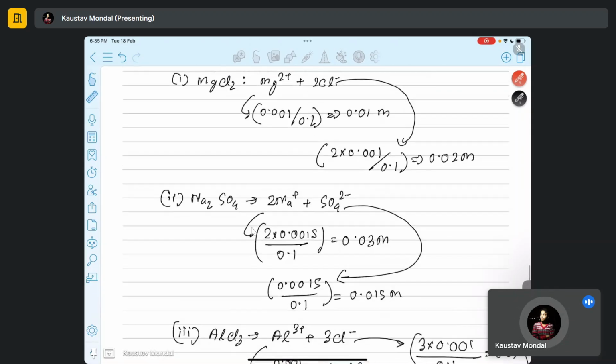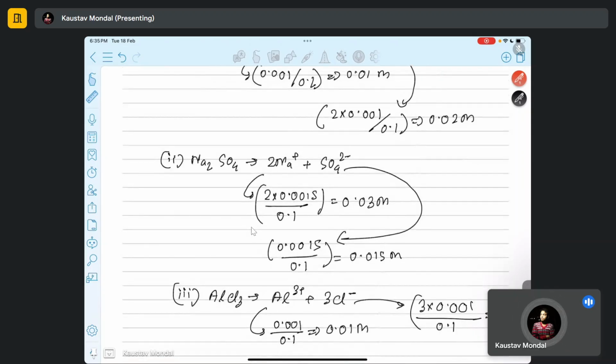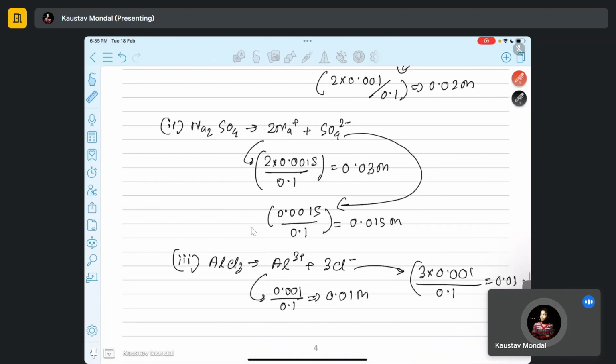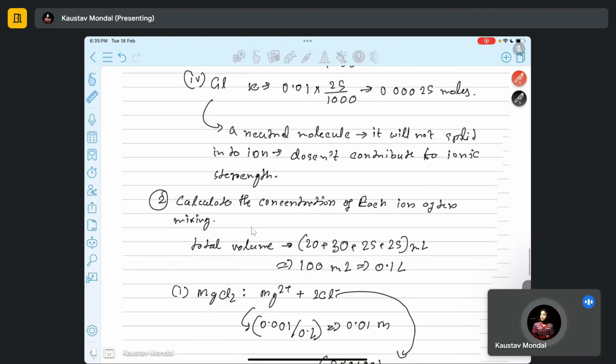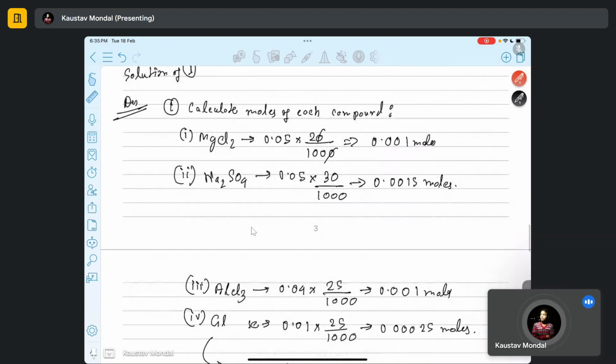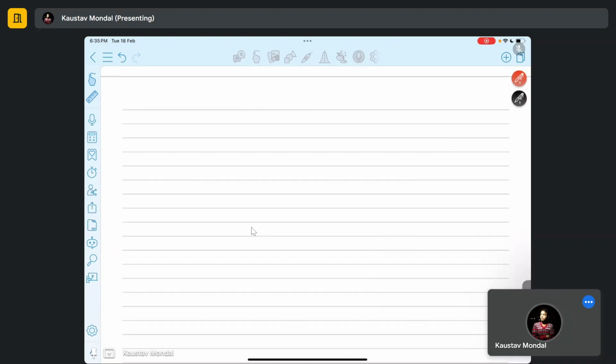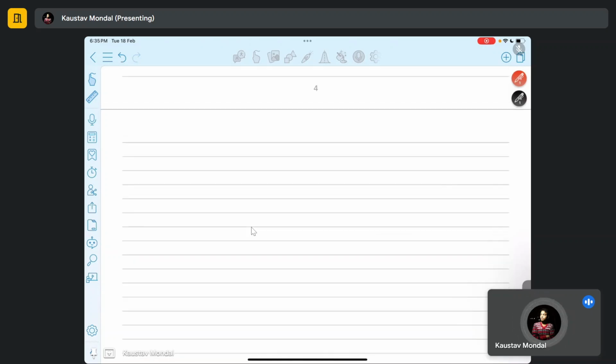And we already discussed that glucose will not simply dissociate into any kind of ion, so there should be no contribution from the glucose. So now we have calculated all the moles and all the ionic concentrations, right? The next thing we will be calculating is the total ionic strength.